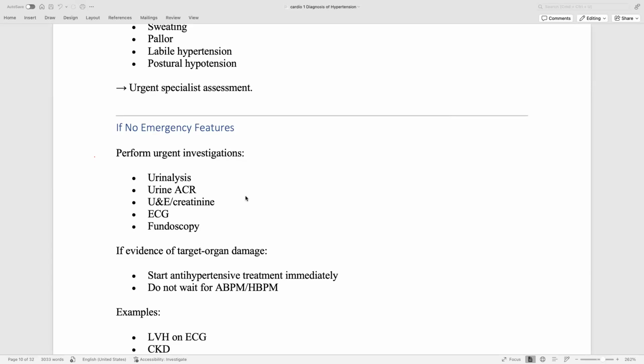We need to investigate before giving any medication. Okay? We can say the general rule is not to treat. It's just a number. So, investigate urgently. Finally, we will treat, but the next step is investigation.